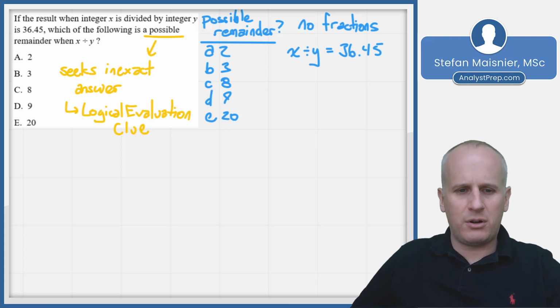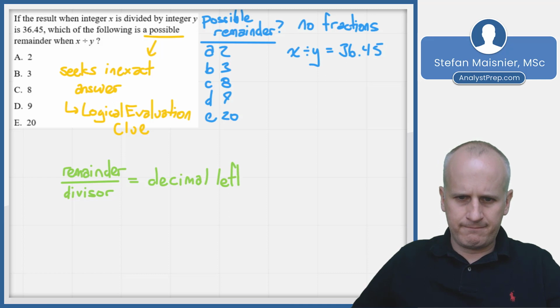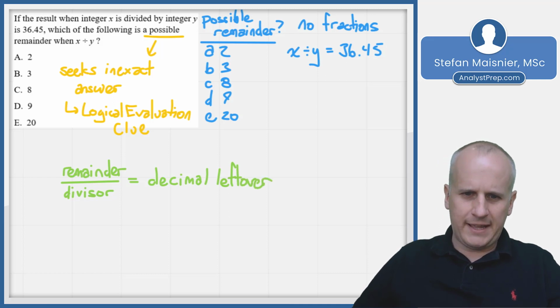So we might recall that our remainder over the divisor in any division operation is equal to the decimal leftover as a fraction.